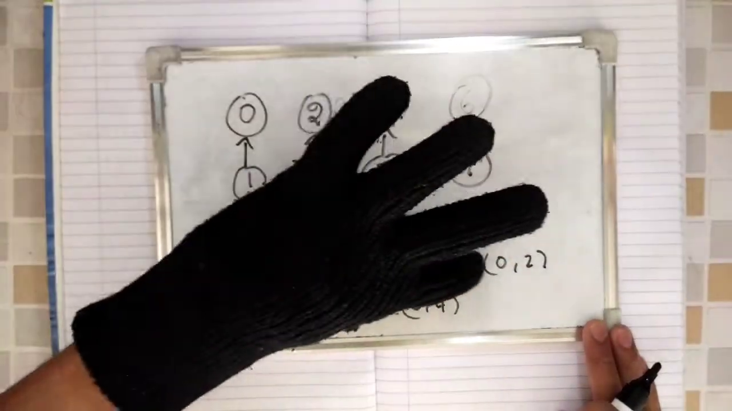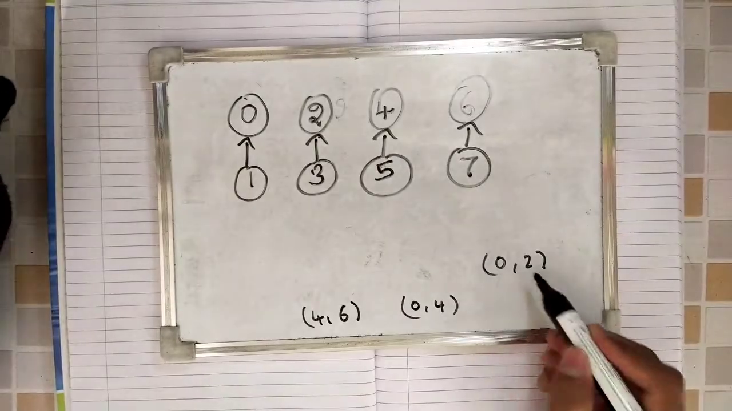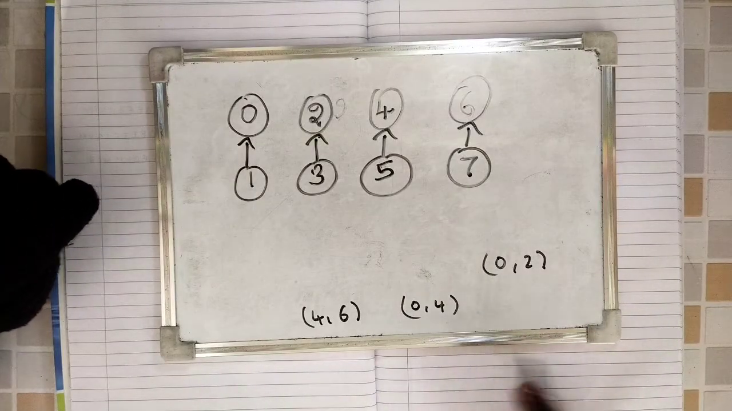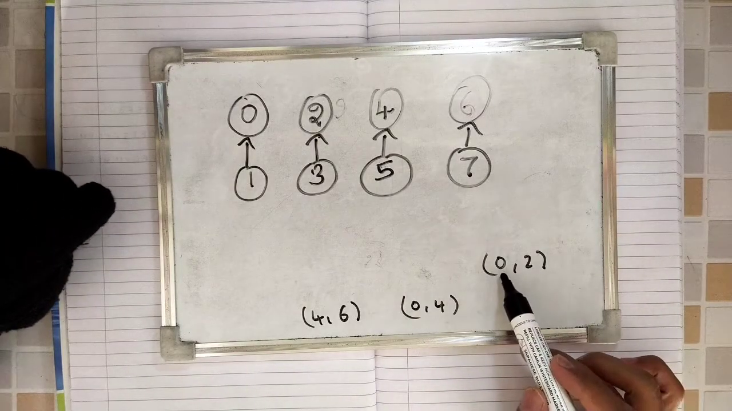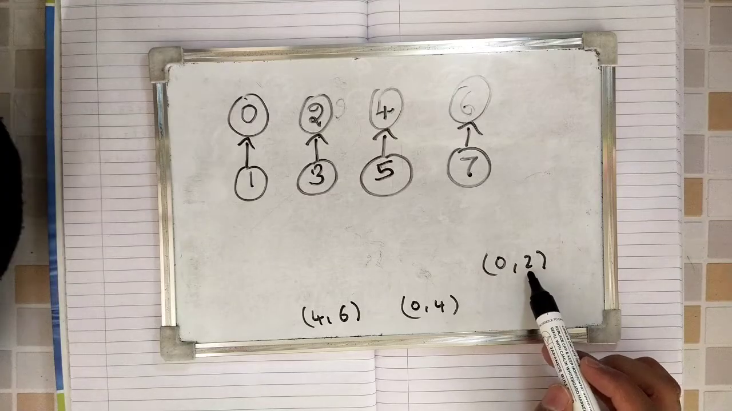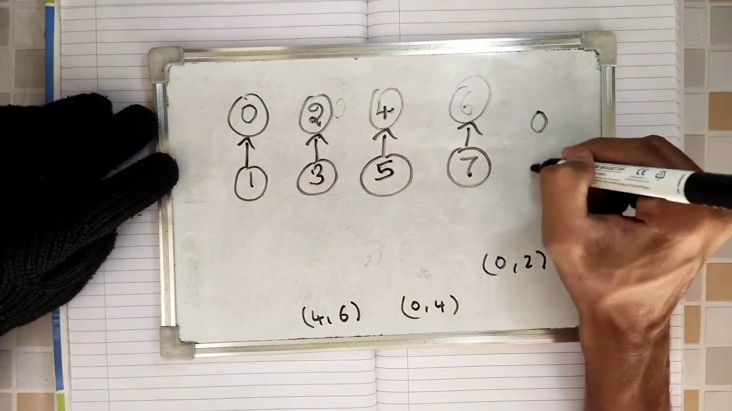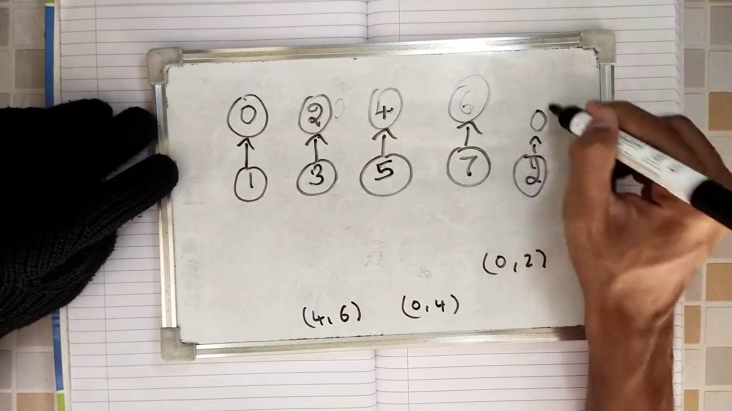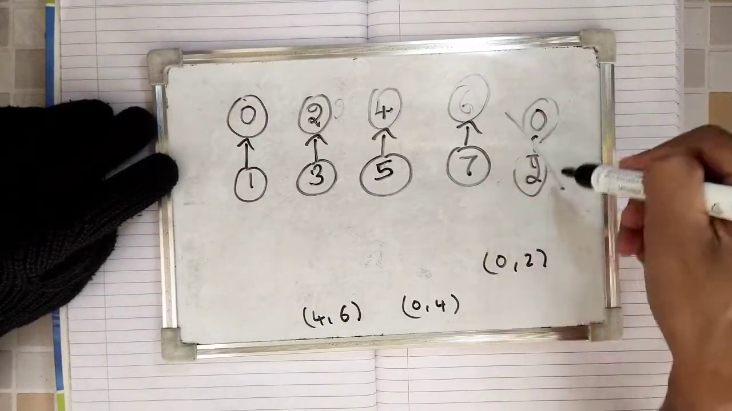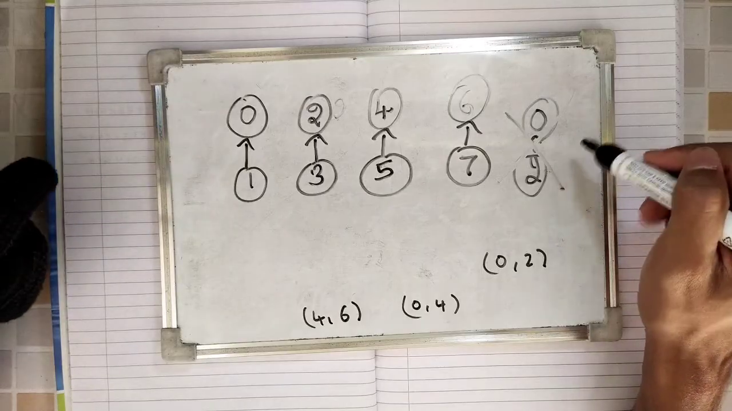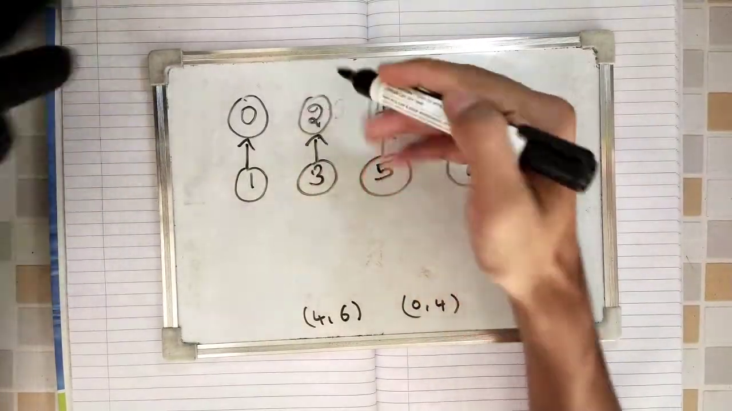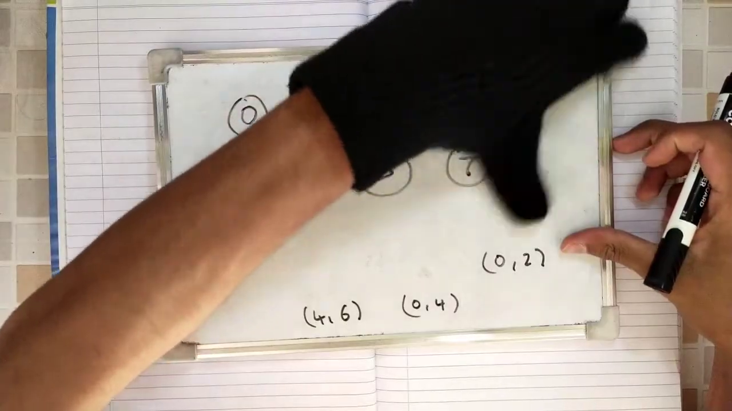Now what they have asked is again 0 comma 2, 4 comma 6 and 0 comma 4. As you can see here, 0 we already have, and 2 we have separately. 0 comma 2 doesn't mean it's like this. That is wrong way of doing. 0 comma 2 means this is 0 and this is 2, and we have to join them. So how will we do that?